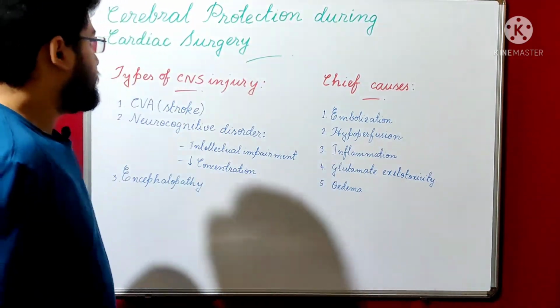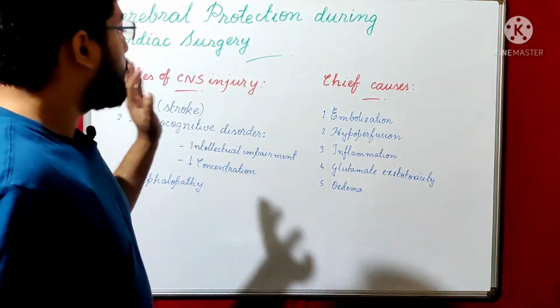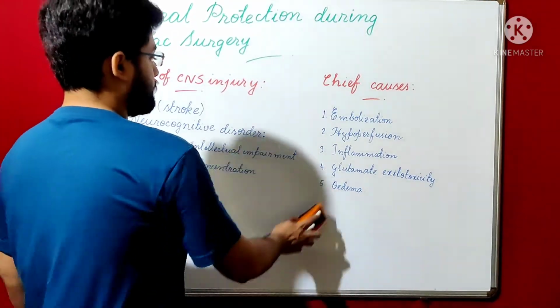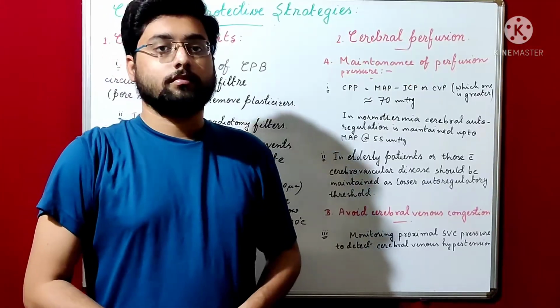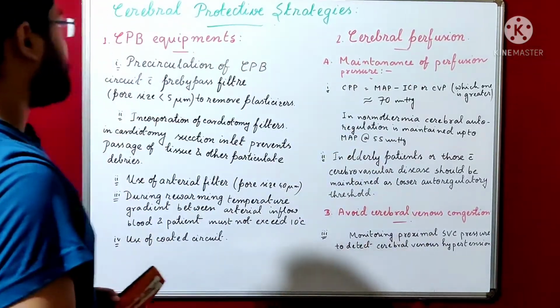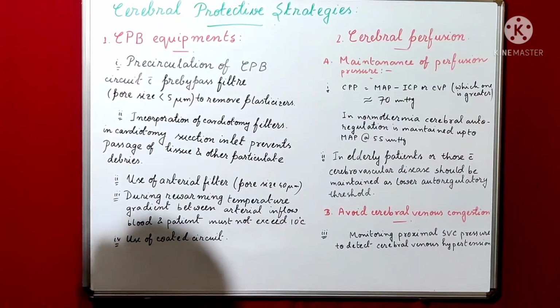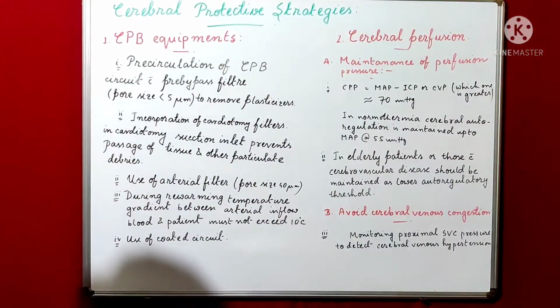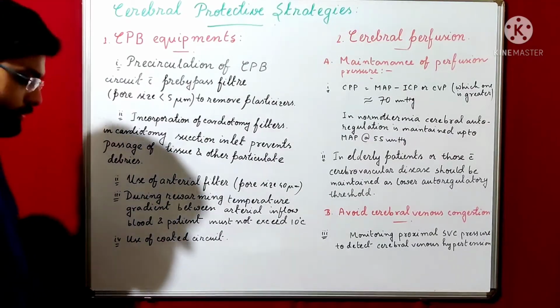Now we will see how to protect the brain from those injuries. So let's start with the cerebral protective strategies. First, related to equipment. For equipment, first related to priming.